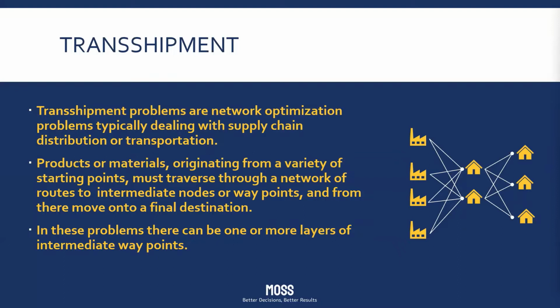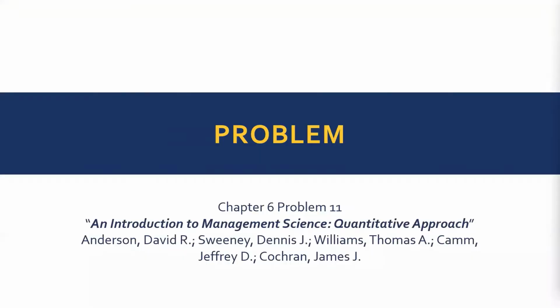In these problems, there can be one or more layers of intermediate transfer points or waypoints. To illustrate this concept, we will solve an adapted problem from An Introduction to Management Science, a Quantitative Approach by David R. Anderson.